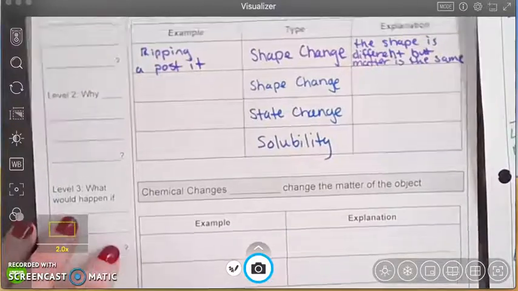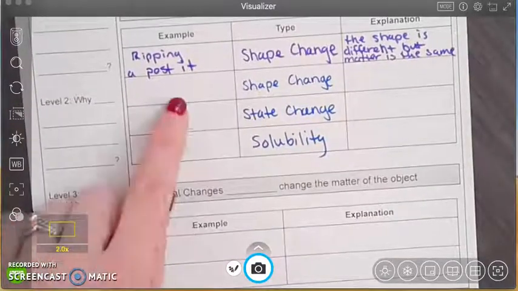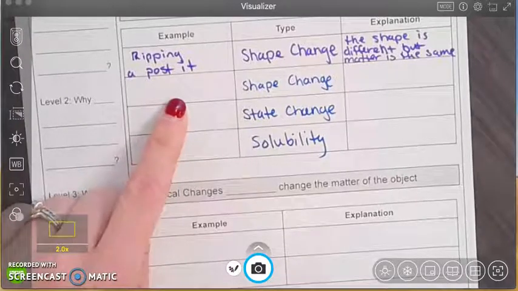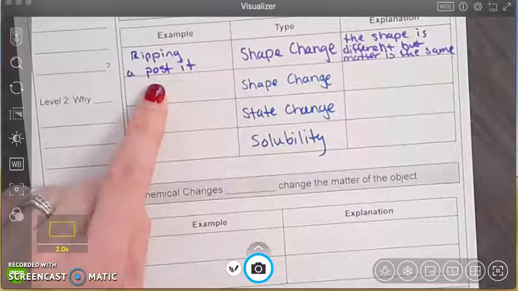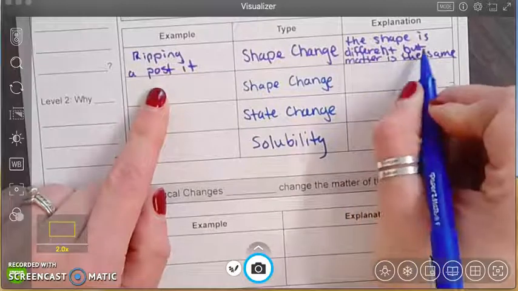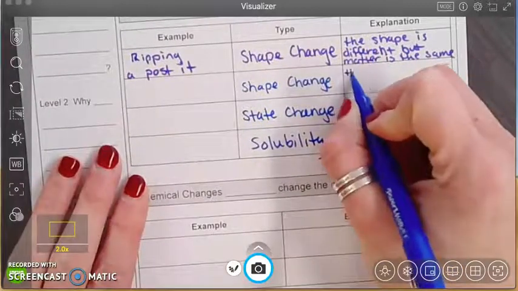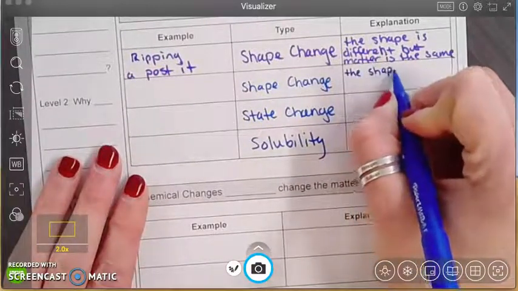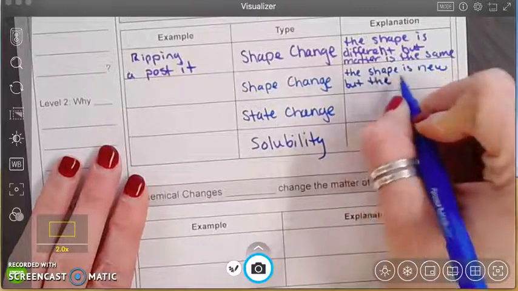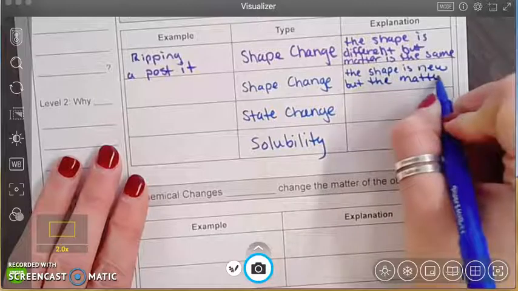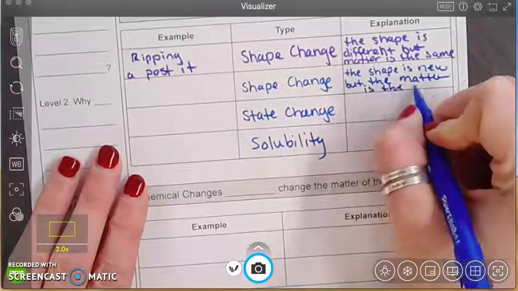All right, so you should have this table filled in. So for shape change, maybe you ripped, maybe you tore, maybe you crumpled, maybe you cut. You have a lot of things you could do that. And over here, it's going to look just the same as this, right? The shape is new, but the matter is the same.